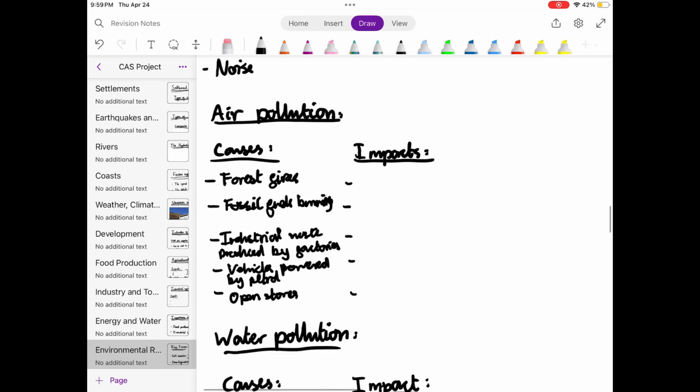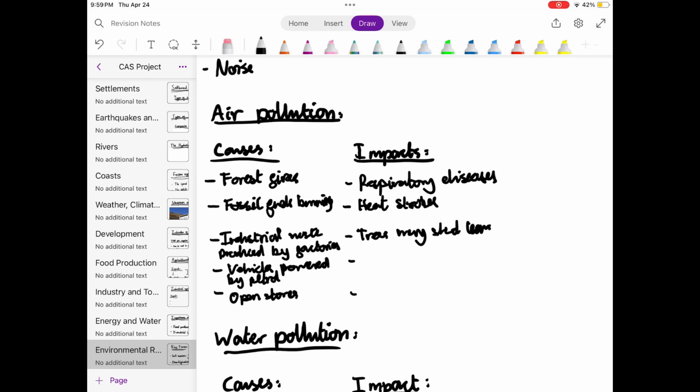And there are also many impacts of air pollution. So respiratory diseases, heat strokes. So these are both effects on the health of individuals. And trees may shed leaves, and this is because air pollution may be toxic to trees, and this can cause a detrimental effect on them, causing them to lose their leaves.